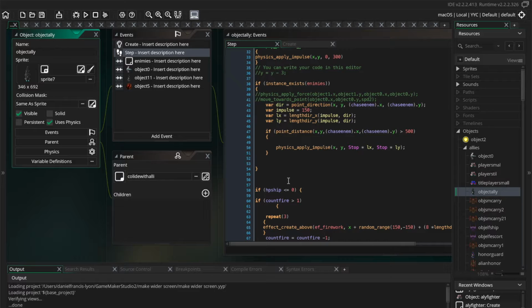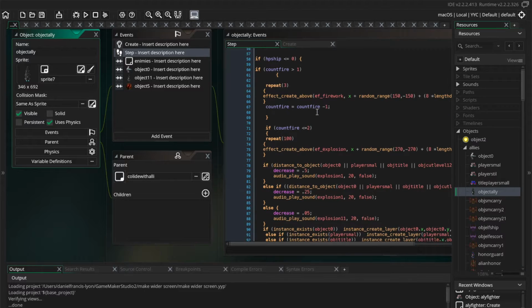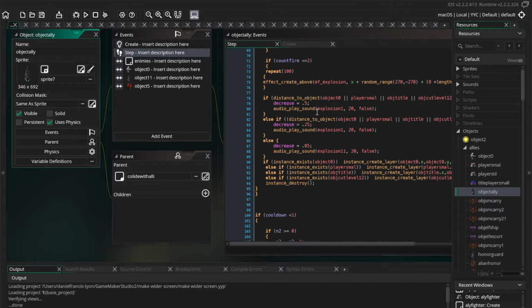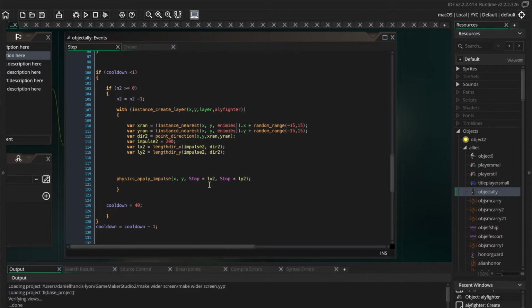If instance exists enemies, it flies towards the nearest enemy. I went over this code with the fighter, same with the carrier, except it's not really accounting for the speed of the enemy. It just flies towards where the enemy is. HP, if it gets low, there's a bunch of fireworks, explosions, some screen shake. And then here's how it makes the fighter ships.